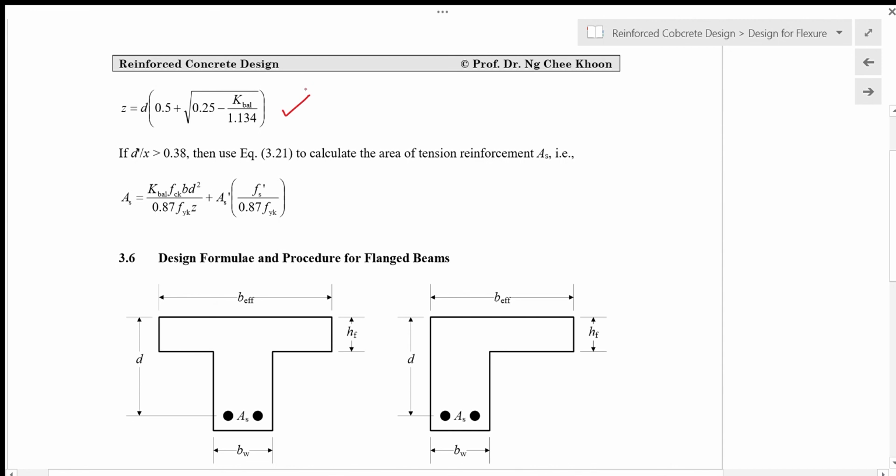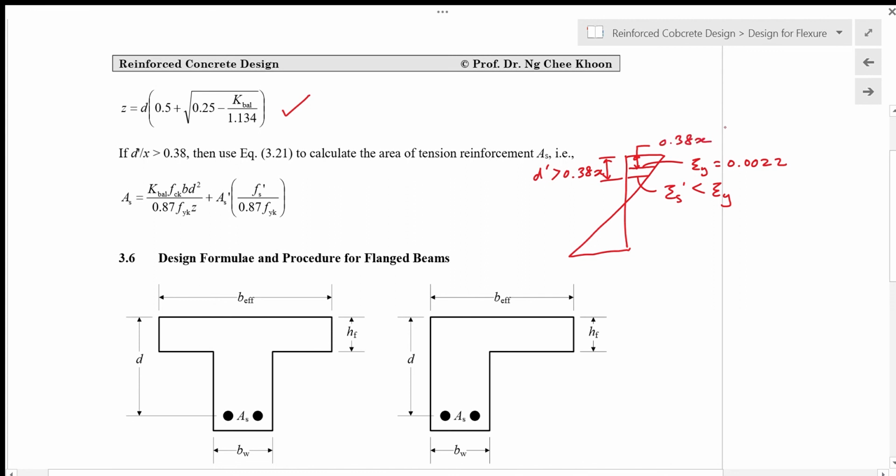And then if d prime over x is greater than 0.38, meaning that the compression steel is not yielding. So as we have seen just now, when compression steel is not yielding, meaning that the level of the compression steel d prime is greater than 0.38x, so the strain in the steel epsilon s prime is smaller than the yield strain of 0.0022 at the level of 0.38x.